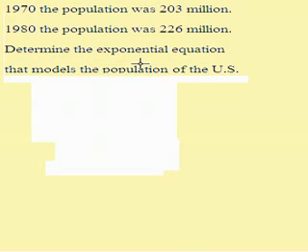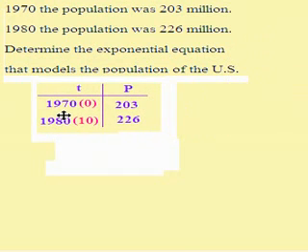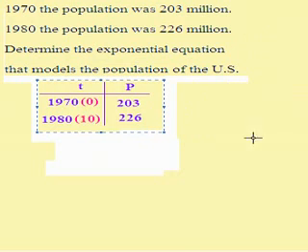And what I'd like to show you is what happens when we can't obviously see what the initial value is. What I usually like to do is get two ordered pairs from the information. So from this information, in 1970 the population is 203. I let this be the initial population, and then in 1980, the population, t equals 10, is 226 million.